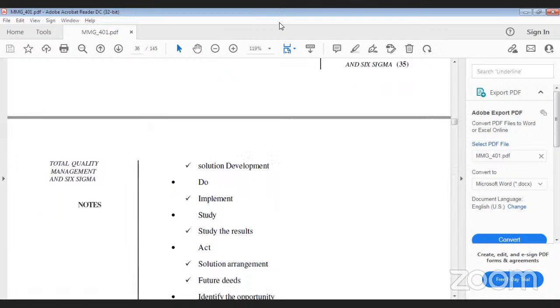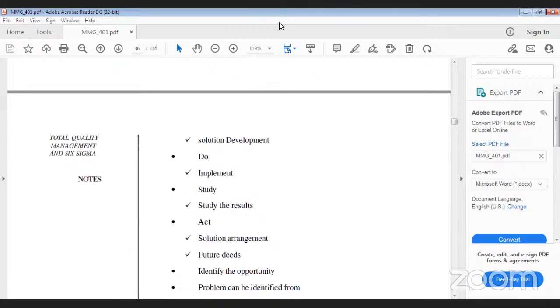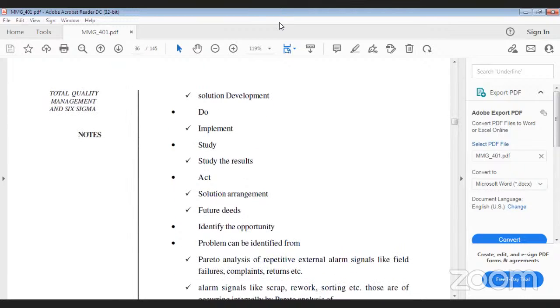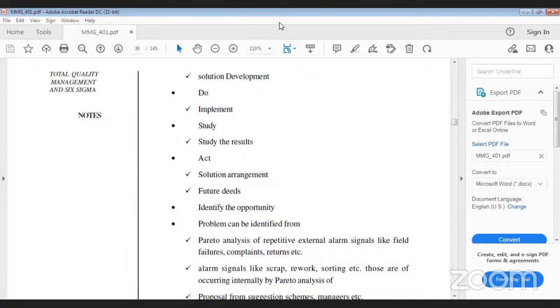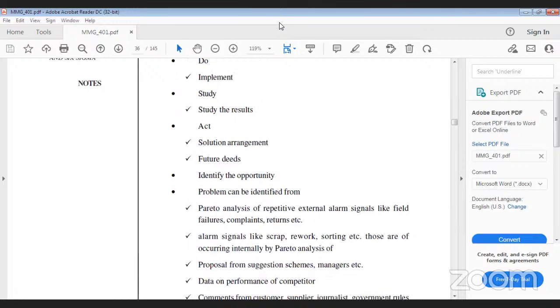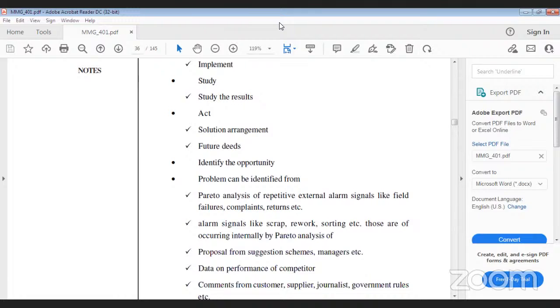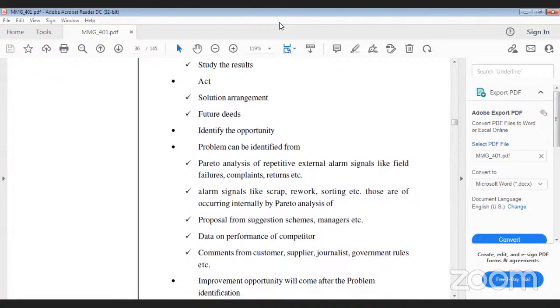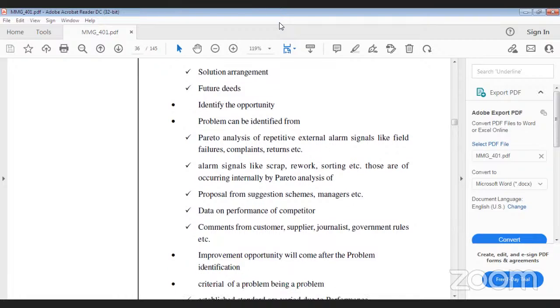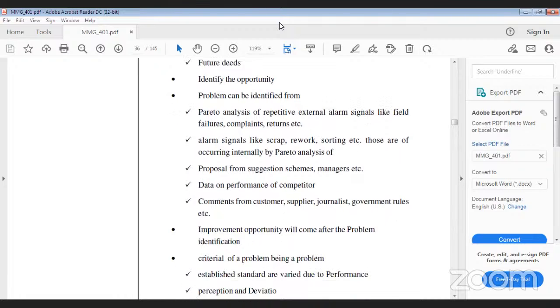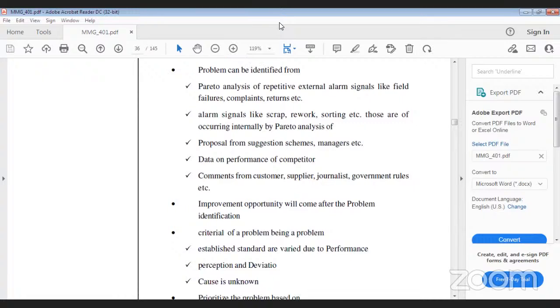Solution arrangement, then future deeds. Identify the opportunities: problems can be identified from Pareto analysis, and repetitive external alarm signals like field failures, complaints, and returns. Then internal alarm signals like scrap, rework, and sorting. Then proposals from suggestion schemes and managers, then data on performance of the computer, then comments from customers.